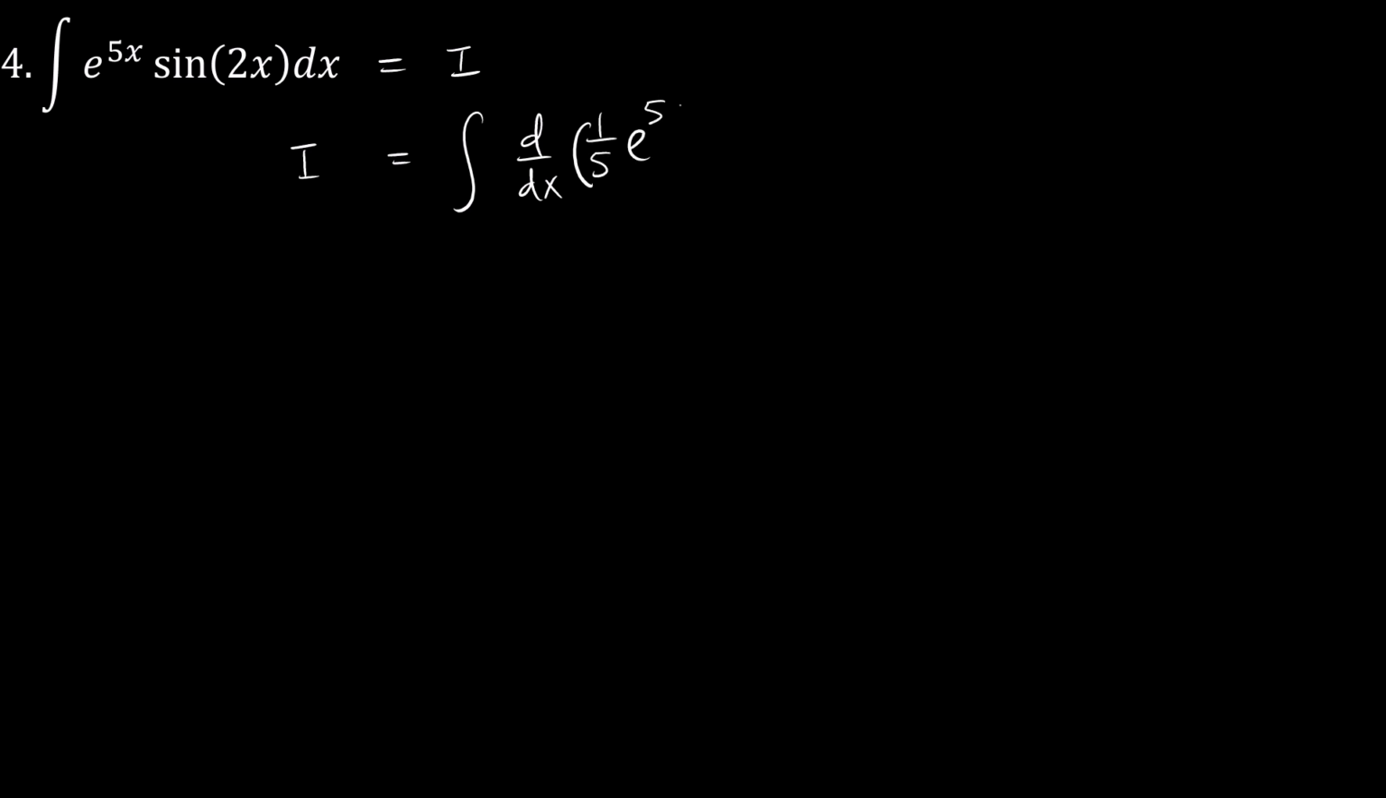Problem number 4, which is the indefinite integral of e to the power 5x times sine of 2x. What we can do with this problem is first of all equate it to I, and there's a reason, because we're going to have a cyclic operation here. So I is the same as the indefinite integral of the derivative of 1 over 5 e to the power 5x times sine of 2x.